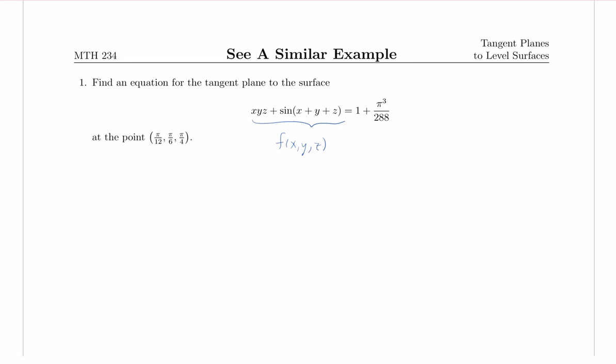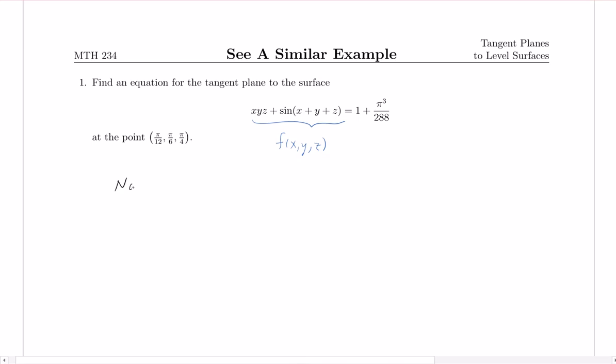So unlike the case of a graph, where one of the variables is solved for, here all the variables are mixed together on the same side of the equation and it's set equal to a constant. And we'll write an equation for the tangent plane in this case. Now recall that to find the equation for a plane, you just need two things: a point on the plane, which we're given here, and the normal vector to the plane.